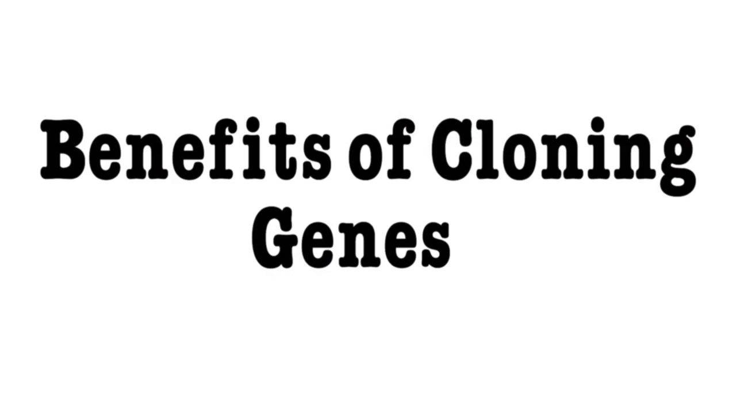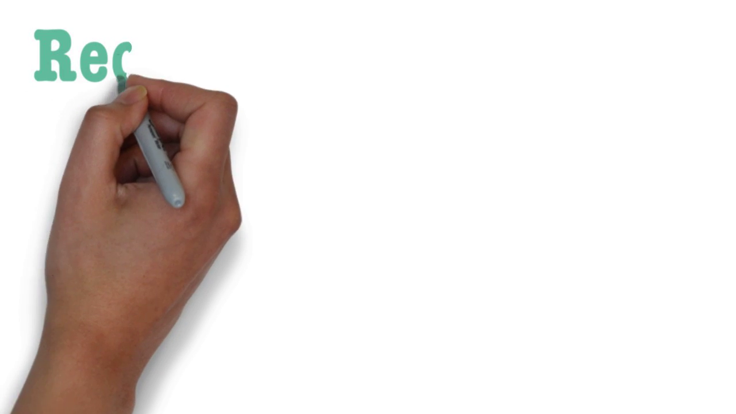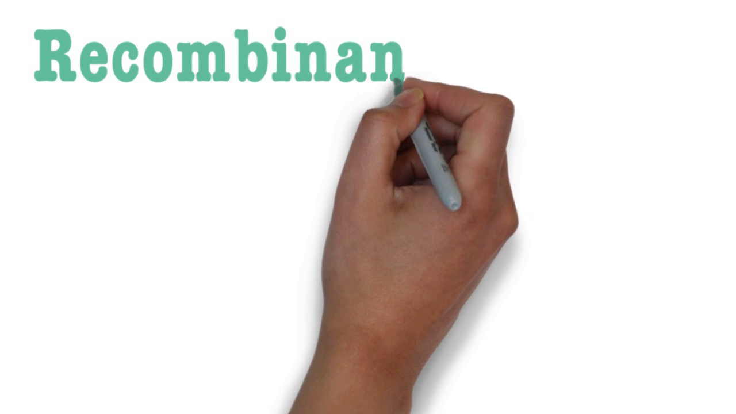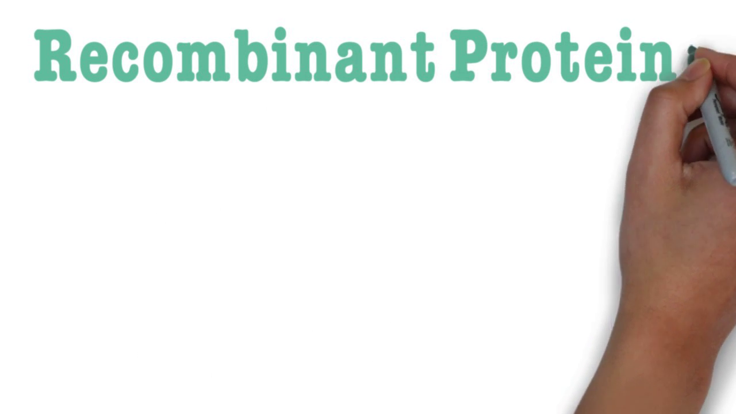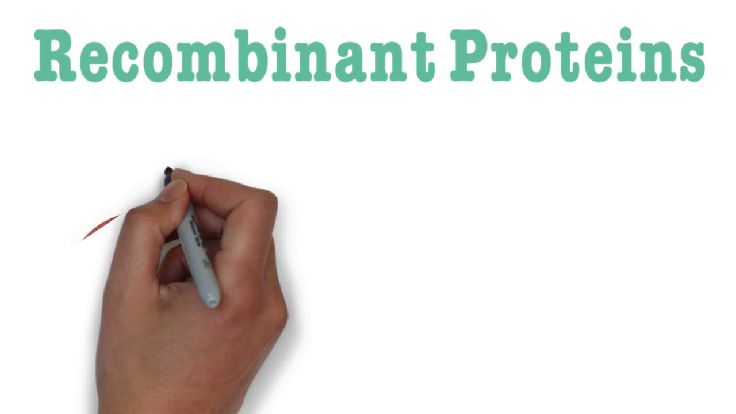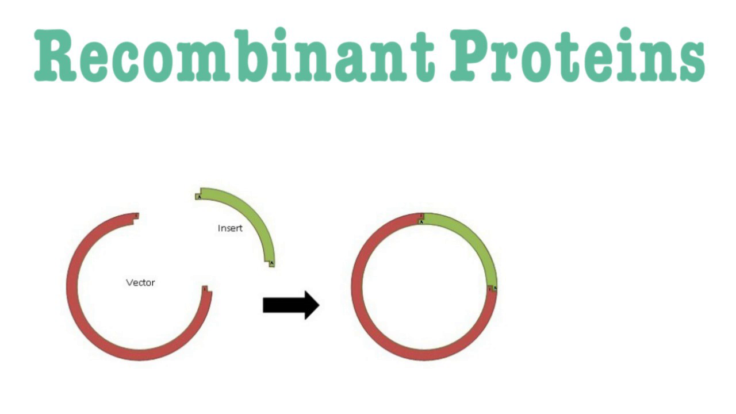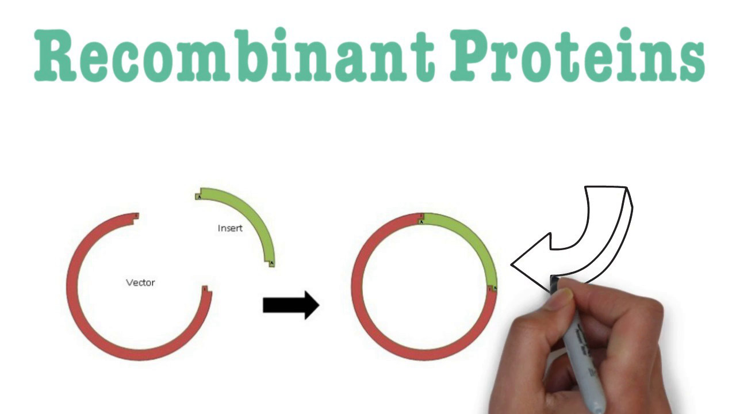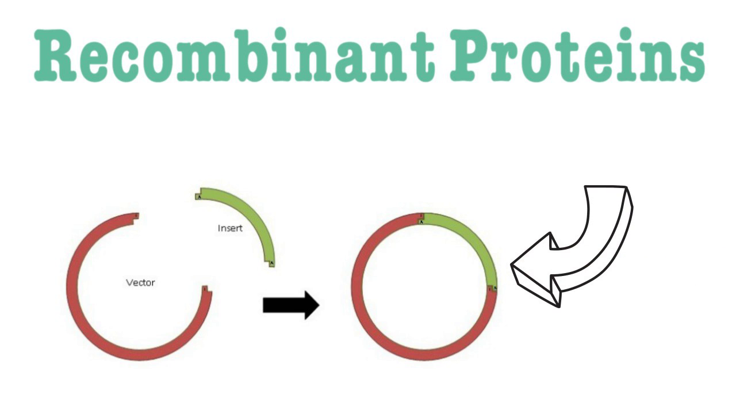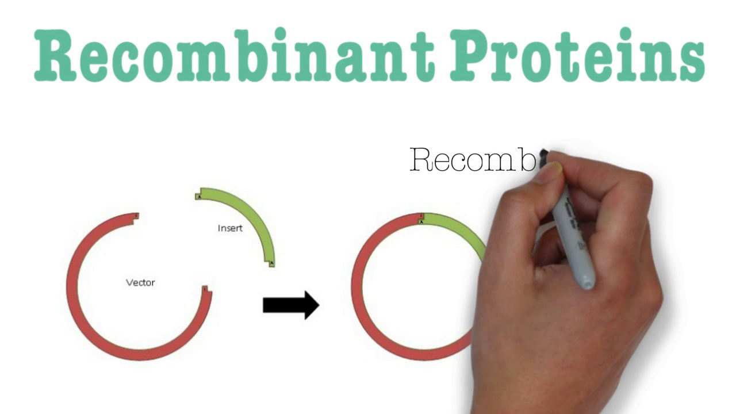Benefits of cloning genes. A benefit of cloning single genes is to aid in the production of recombinant proteins. Recombinant proteins are proteins encoded by recombinant DNA, which are DNA sequences that result from the use of lab techniques to bring together genetic material from more than one source, creating sequences that wouldn't otherwise be found in organisms.